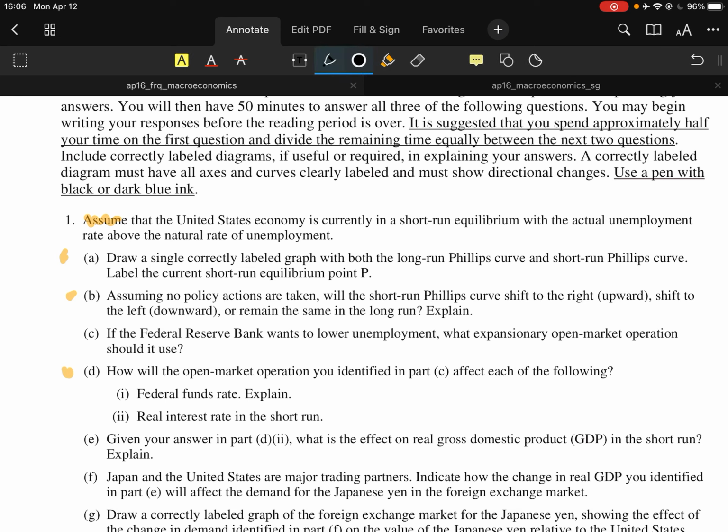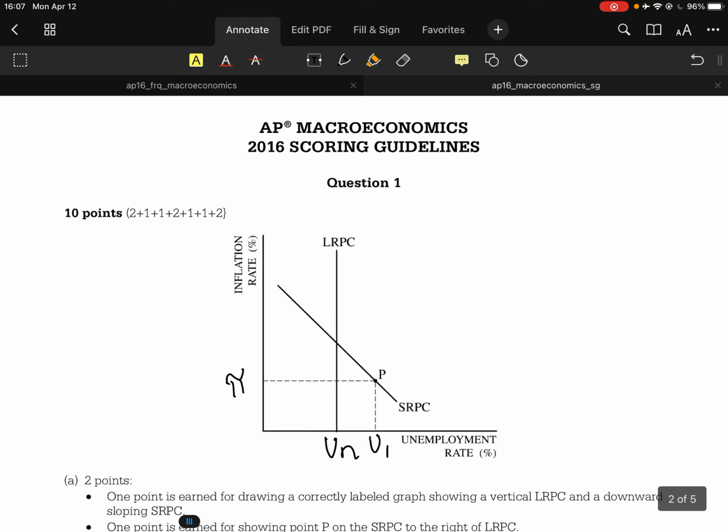So in this case, we know that we have a situation where the U rate is greater than the NRU, and I apologize for my terrible handwriting. We also know, if we move on to part A, that the LRPC is always vertical at the level of NRU, or the natural rate of unemployment. So that's where it lives. So if we have an economy where the U rate is greater than the NRU, we know that we're going to be at a point beyond, or past, or to the right of the LRPC. And if we go to the scoring guidelines, we find that this is the case.